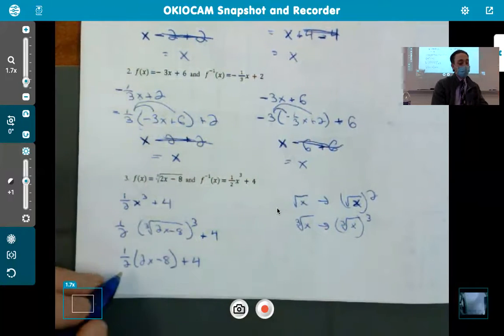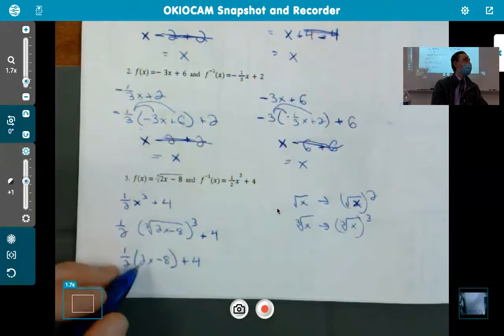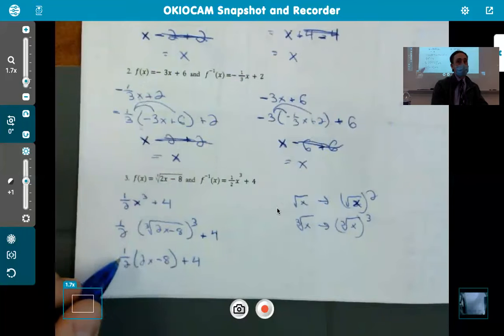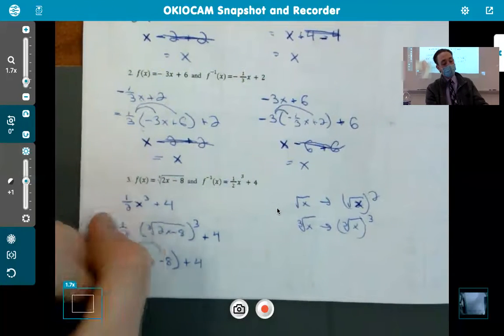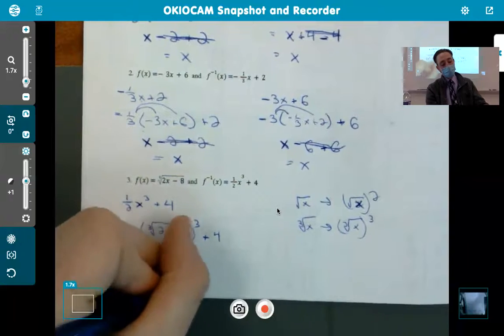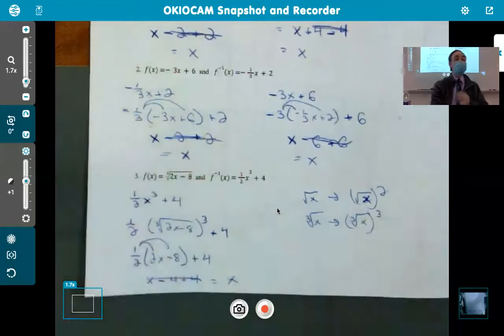Well, 1/2 times 2x minus 8, what do I have to do with the 1/2 here? Distribute. And I'm going to be left with x minus 4 plus the 4, which leaves me with just x. Okay.